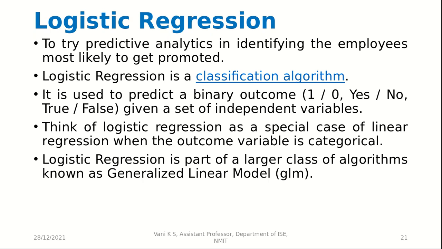Now we can think of logistic regression as a special case of linear regression when the outcome variable is categorical. It means whether it belongs to this category or that category. So it is a special case of linear regression. Logistic regression is part of a larger class of algorithms known as generalized linear model, so GLM.